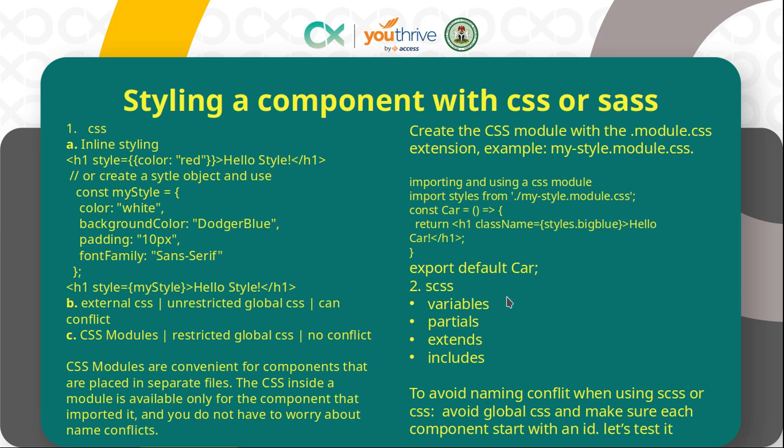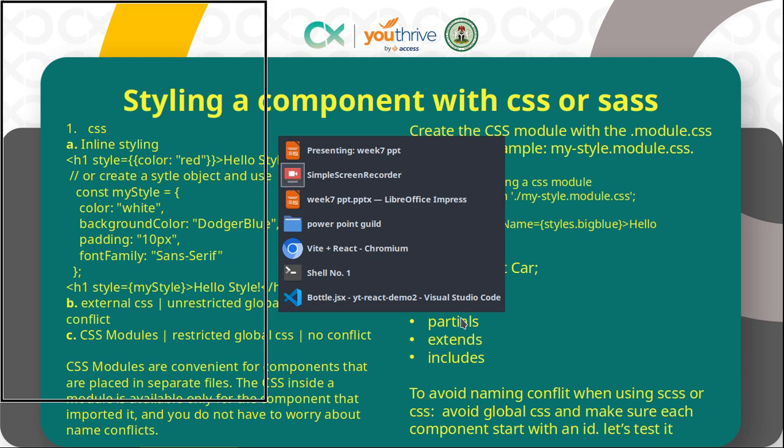So in this video we are going to learn how to style our React component using SASS. We'll first of all see how we can use variables, how we can use partials, extends, and includes. Just a reminder, when we are using SASS to style our React component, it is still an external CSS. So to avoid naming conflict when using SASS or CSS, avoid global CSS and make sure each component starts with an ID, just as I showed you earlier. So let's begin to learn how we can do that.